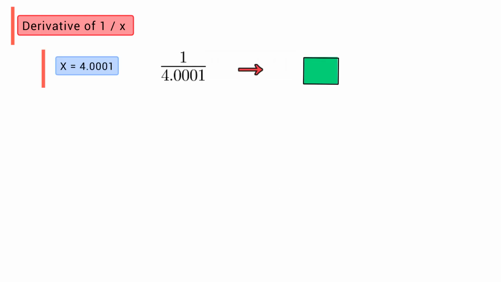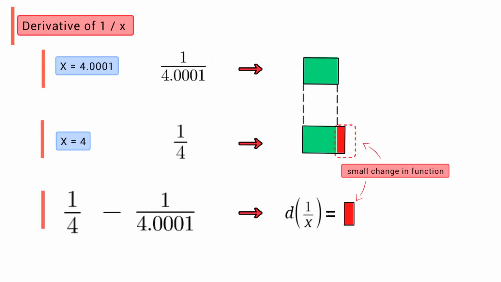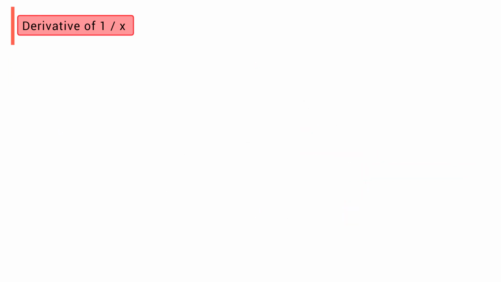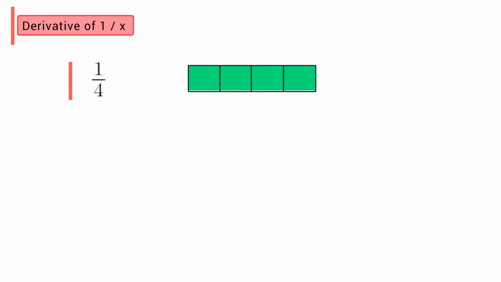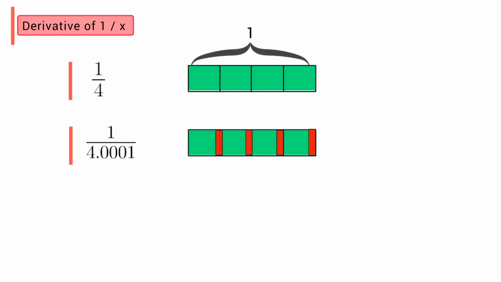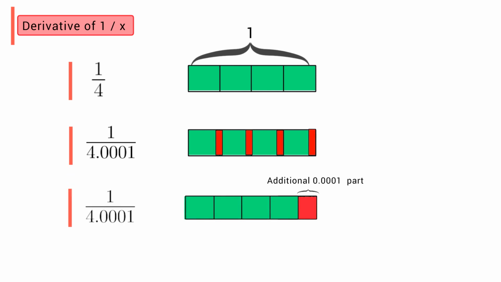So to get the derivative, we would need the small difference in value between a single part obtained when x equals 4 and when x equals 4.0001. Let us look at the process which causes the value of the function to change. Since the numerator value is fixed at 1, whatever value for the new part should come by decreasing the existing parts equally and using that value to create the additional part.